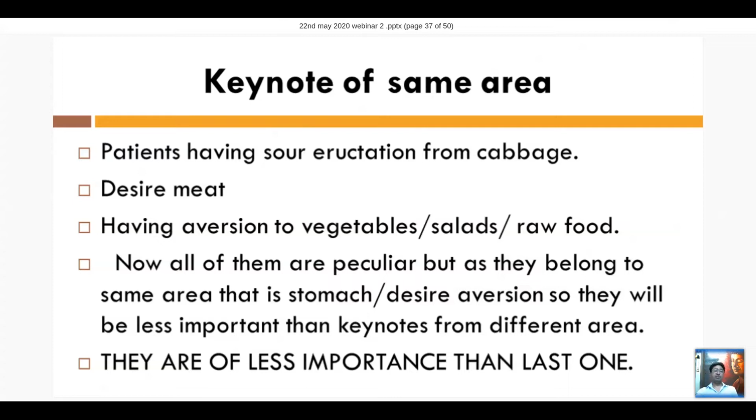Suppose the patient is having keynotes from the same area like GIT: desire for meat, sore eructation from cabbage, right? And aversion to vegetables, salads, and raw foods. Now all of them are peculiar, are strong, but they belong to the same area, that is stomach, desire and aversion. So they will be of less importance than keynotes of different areas. So this is what we have to understand.